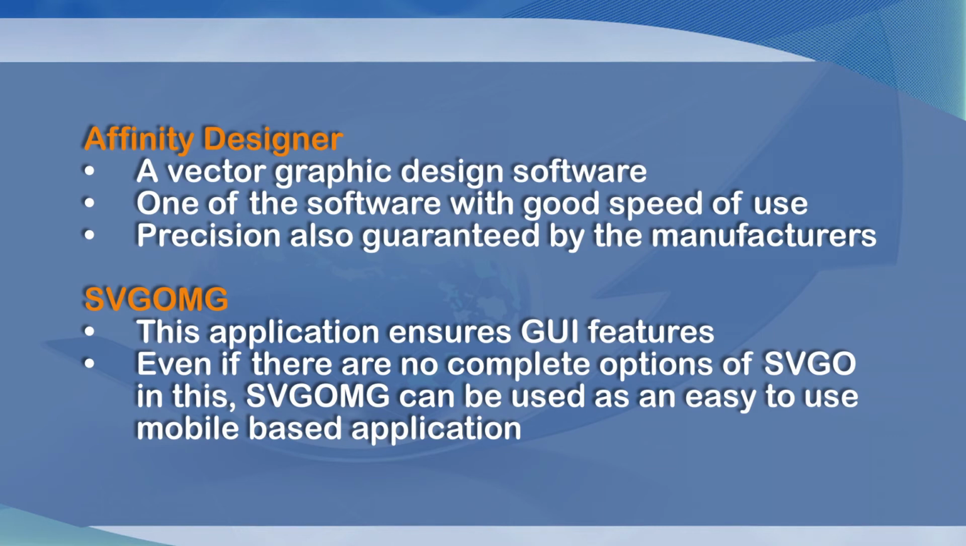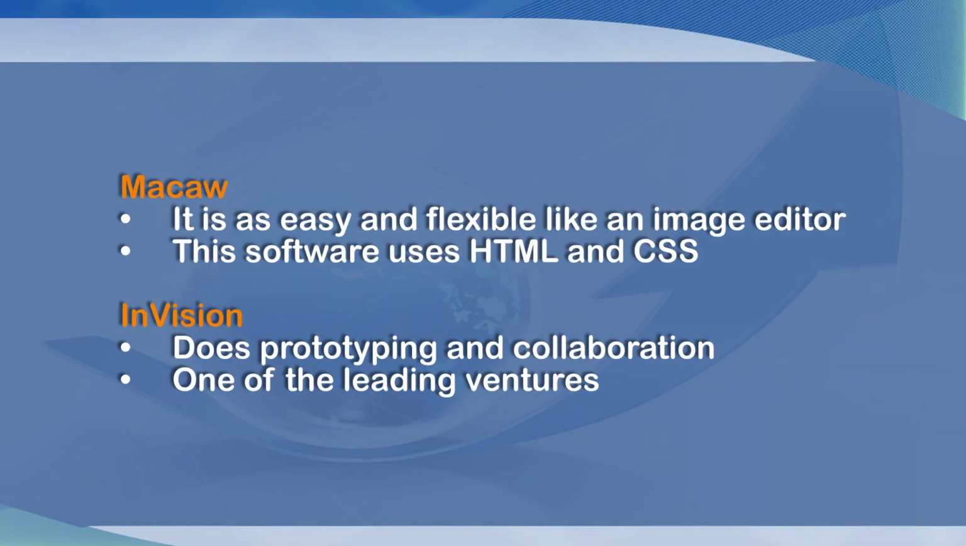SVGOMG. This application ensures GUI features, even if there are no complete options of SVGO. In this, SVGOMG can be used as an easy to use mobile based application. Macaw. It is easy and flexible like an image editor. This software uses HTML and CSS. InVision does prototyping and collaboration.